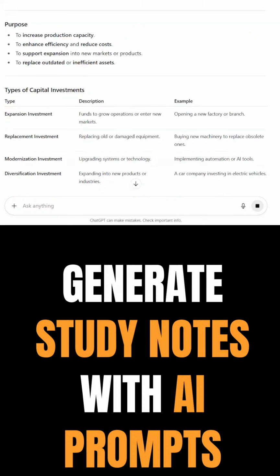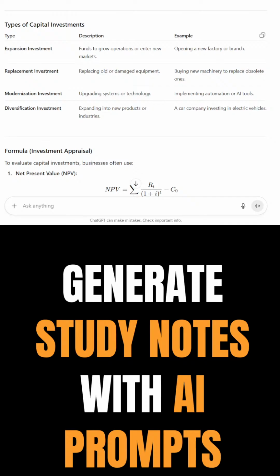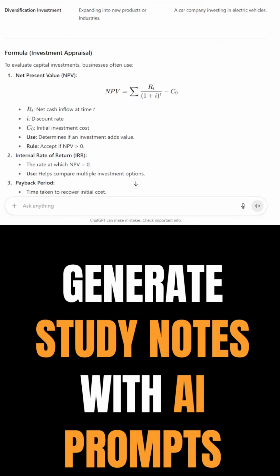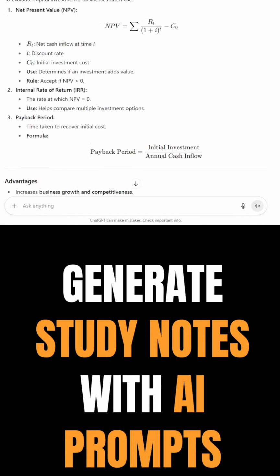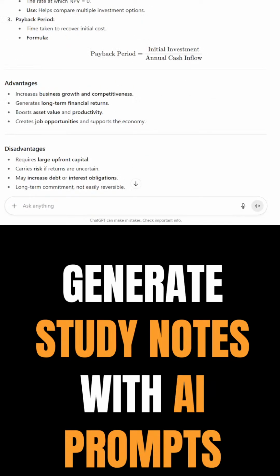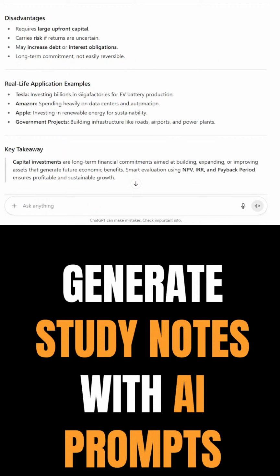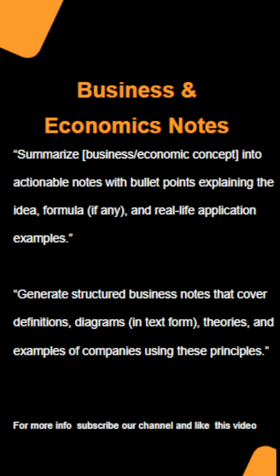They have created a table for ease that can be easily understandable, given us the formulas, also explaining the terms used, given the advantages, disadvantages, real life application examples. So these prompts help you in business and economic notes. You just have to add your article topic. The rest of the work is done by ChatGPT or any other tool you like to use.